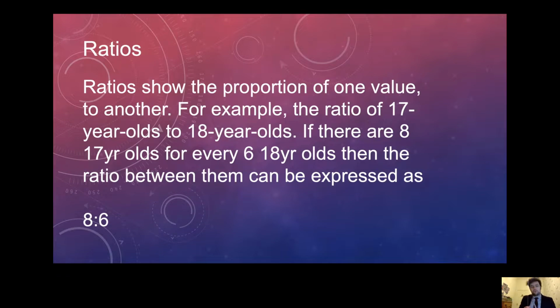Thirdly, ratios. So ratios, rather than showing you something out of a total, which is what a fraction is, so 3 out of 4, or percentages, 10% out of 100%, ratios show you the relationship between two numbers, so the ratio of left-handed to right-handed, rather than the percentage of left-handed out of everybody. So, for example, random example, if we've got 17 and 18-year-olds for sixth form college, and if there's 8 17-year-olds for every 6 18-year-olds, then you can express that as a ratio of 8 to 6, with a colon between them.